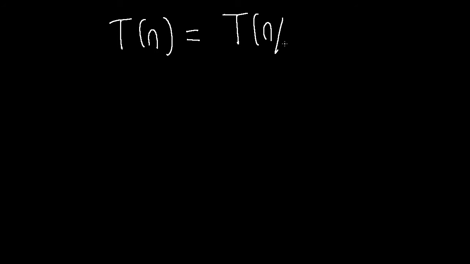Now we want to look at the runtime of the binary search algorithm. So I'm going to go ahead and write it up over here. It's going to be T of n is equal to T of n over 2 plus some constant time C. Now, how do we go ahead and solve something like this?